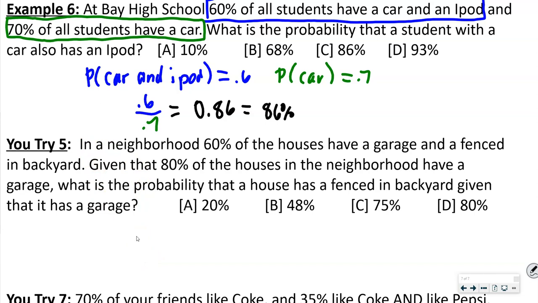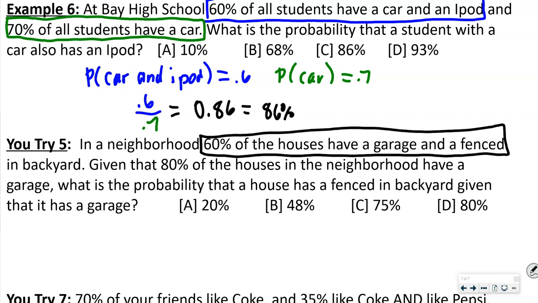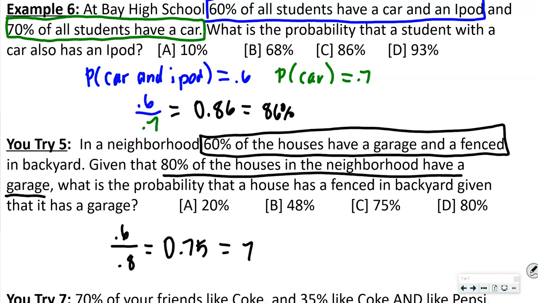This one says in a neighborhood, 60% of the houses have a garage and a fence. So 60% have garage and fence. Where do we put the and? You got it, on top. And then 80% of the houses in the neighborhood have a garage. So we've got the 80% have a single thing, a garage. That's the 0.8. So what's the probability the house has a fence in the backyard given that it has a garage? That's going to be 0.6 divided by 0.8, and that's 0.75, which is 75%. So our answer was C.